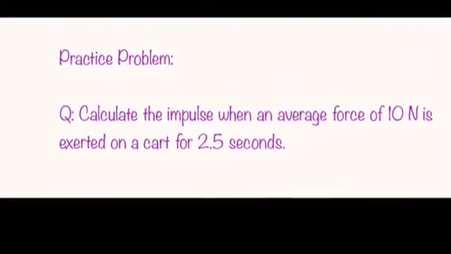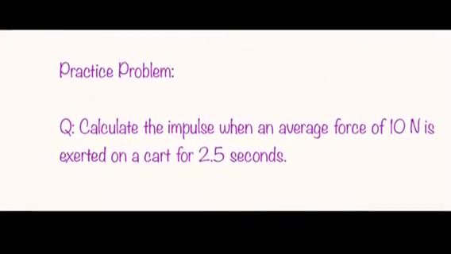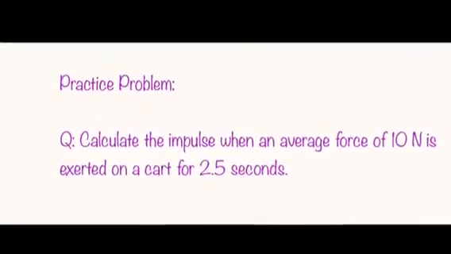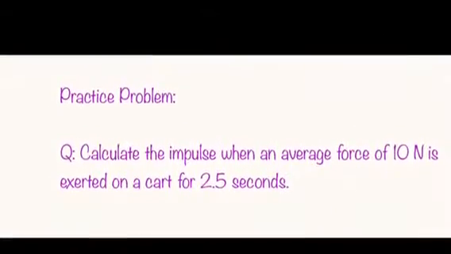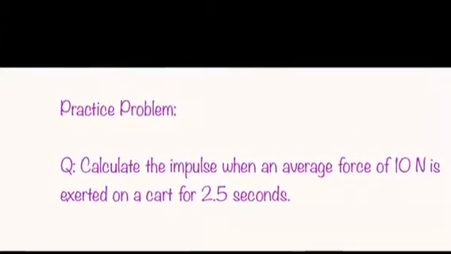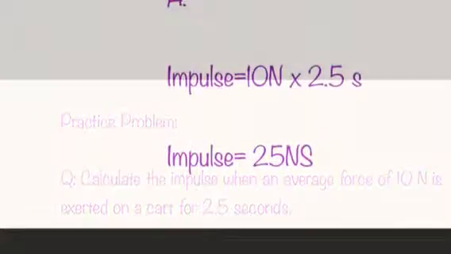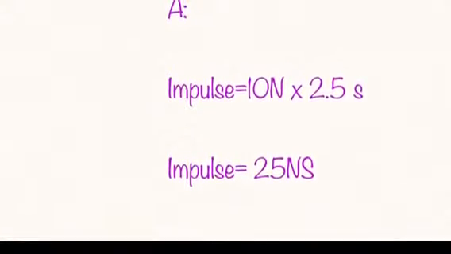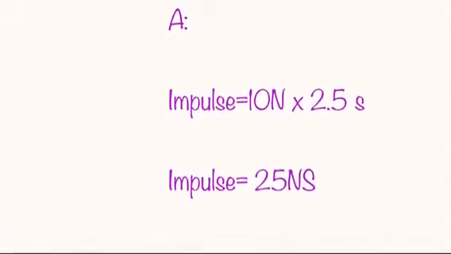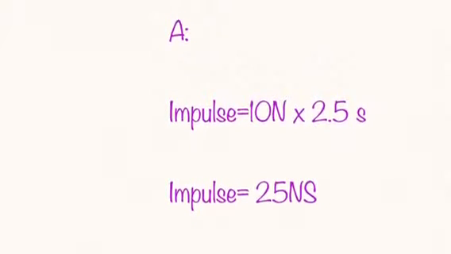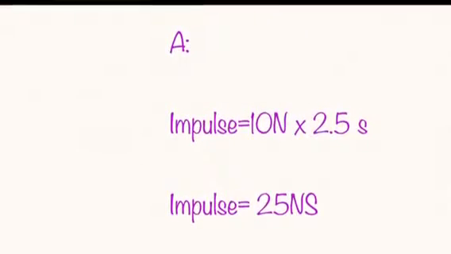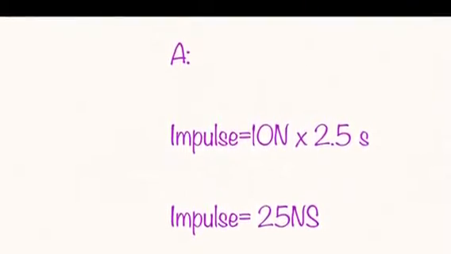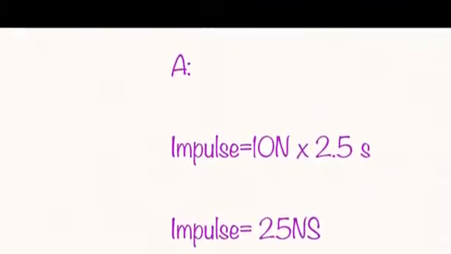To help understand impulse, we'll solve this problem. Calculate the impulse when an average force of 10 newtons is exerted on a cart for 2.5 seconds. First, we find the force, which in this case is 10 newtons, and then multiply it by the time, which is 2.5 seconds. When we do this, we find that the impulse is 25.